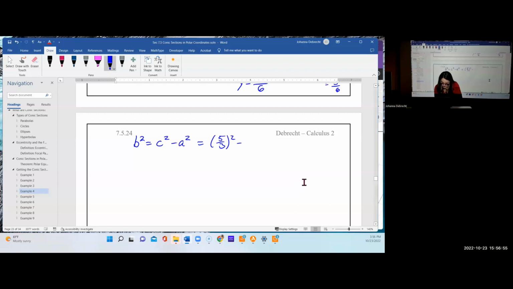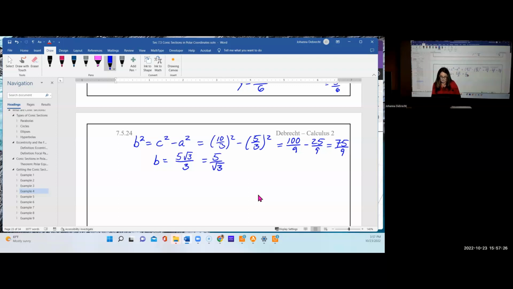Oh, I put A first, my bad. C is 10/3 squared minus 5/3 squared for A squared. All right, and that's going to give us 100/9 minus 25/9, which is 75/9. So the value of B is going to be the square root of 75 over 3, which is 5 square roots of 3 divided by 3, which is the same as 5 over the square root of 3.